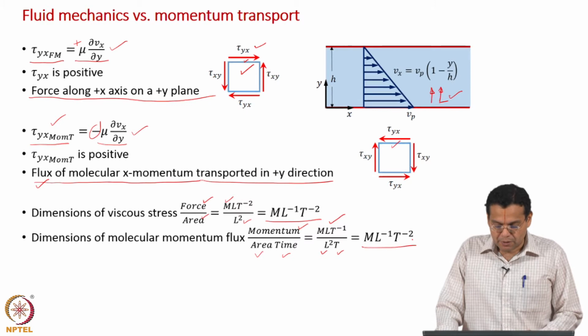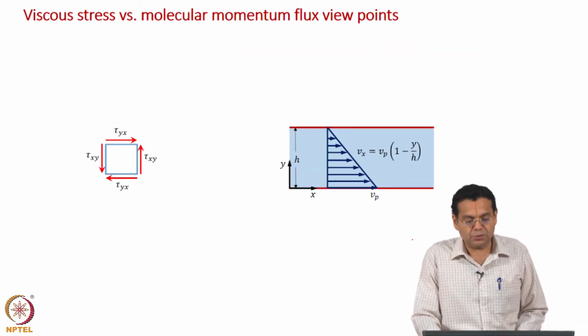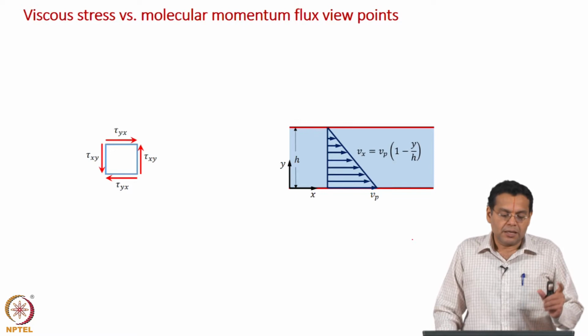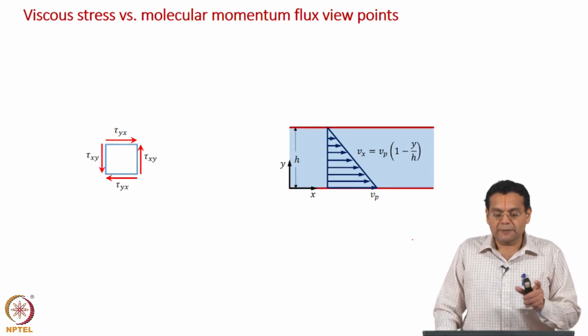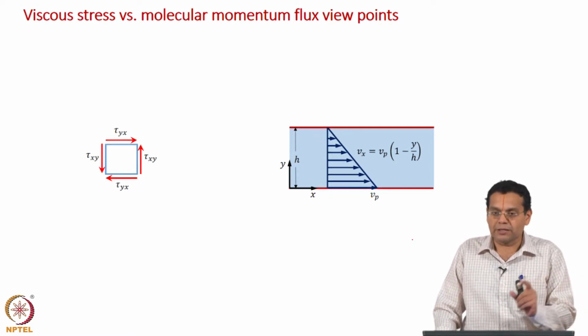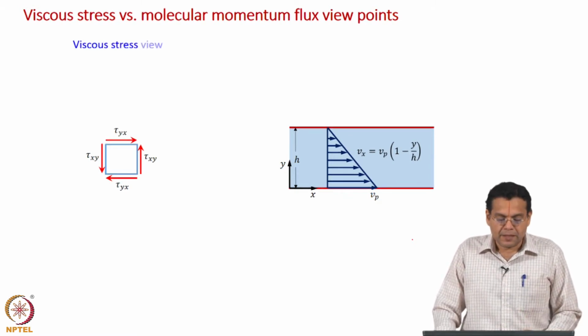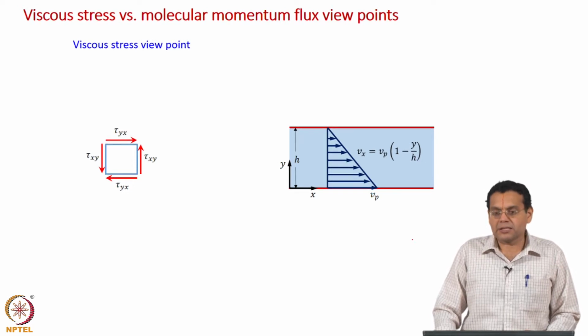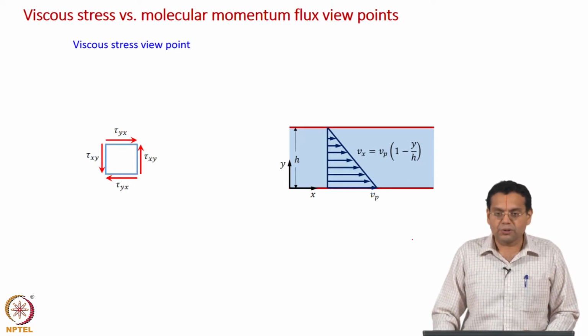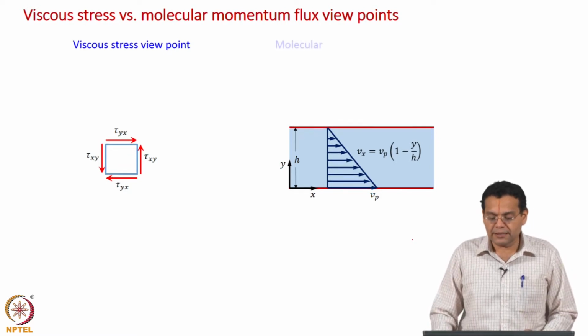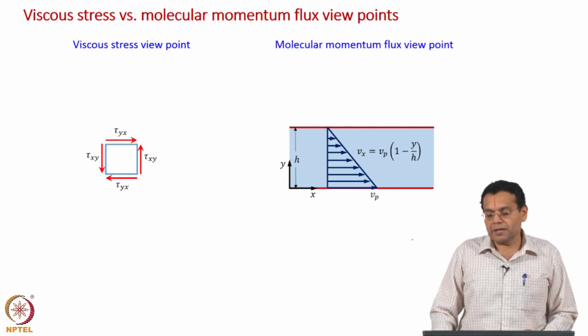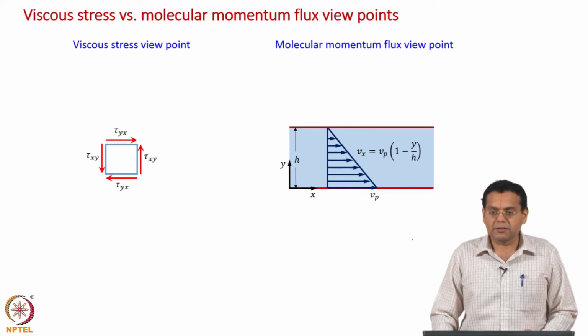So let us compare these two viewpoints. Look at the title: viscous stress viewpoint and molecular momentum flux viewpoint, two viewpoints of the same quantity tau ix. On the left hand side we have the viscous stress viewpoint, which we have been following so long throughout our fluid mechanics. When we came to transfer phenomena, when we are discussing momentum transport, the way in which we view tau ix changes; it is the molecular momentum flux viewpoint.